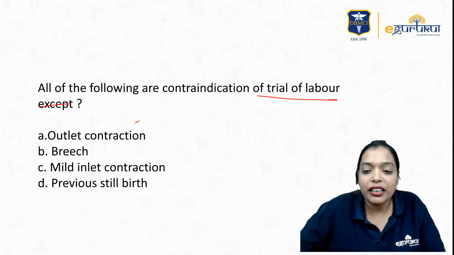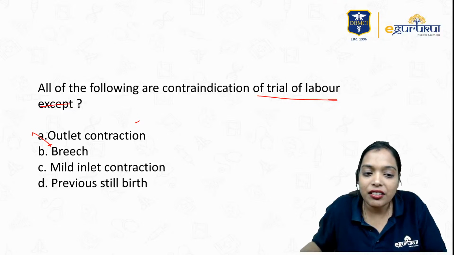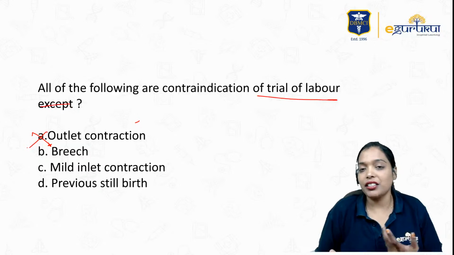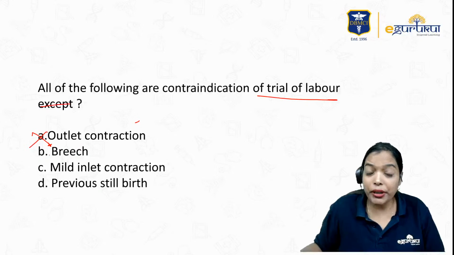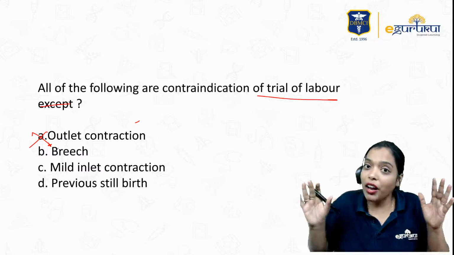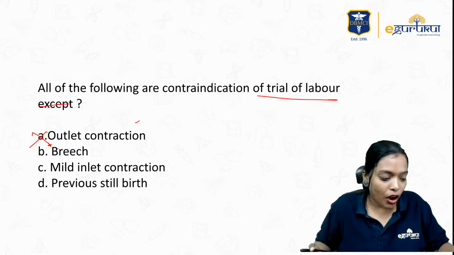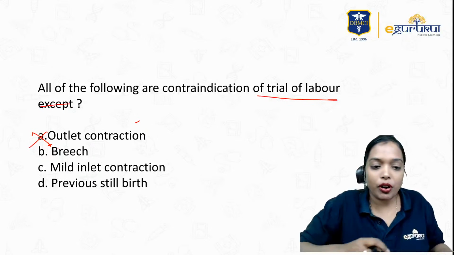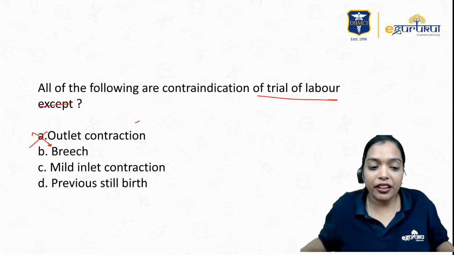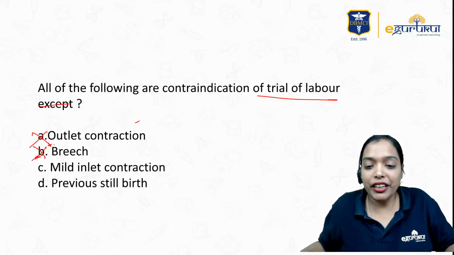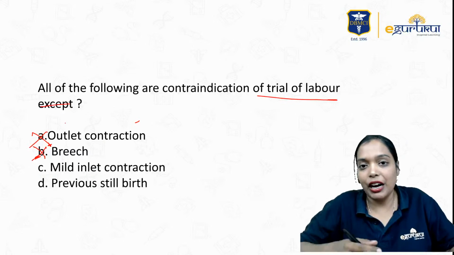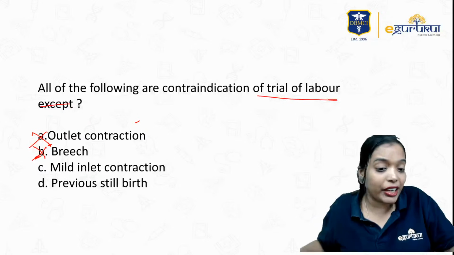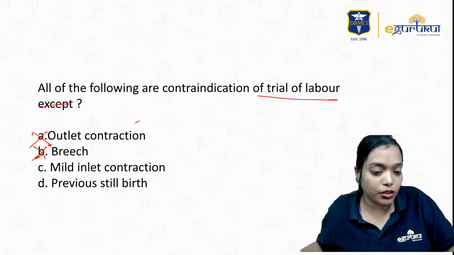So obviously outlet contraction is a contraindication. Breech, in a normal pelvis only we are scared. Normal pelvis itself we are scared whether the baby will ever come out or not. How will we decide whether it will come out in a contracted pelvis, right? So we cannot do trial of labor in breech also.